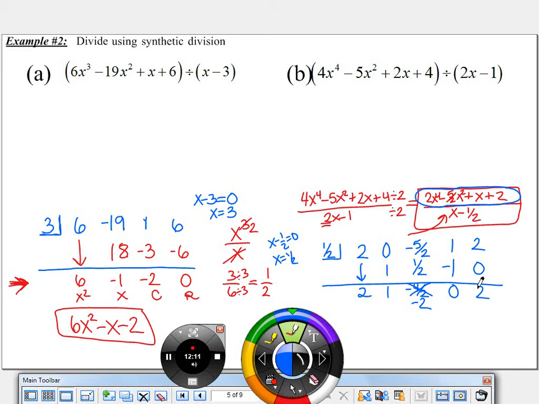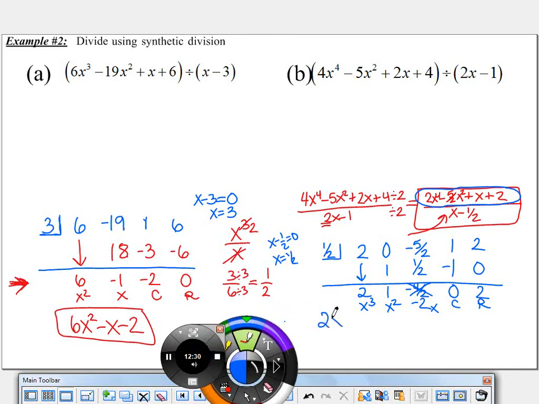So remember how we do this. Either count back from the constant, or remember that you were taking something that was x to the 4th and dividing it by x to the 1st, which means you should end up with something that has degree of 3. Now this will be our x squared, our x, our constant, and our remainder. Okay? This means that our quotient is going to be 2x cubed plus x squared minus 2x. There is no constant, so I don't need to write it. And my remainder is 2. Remember that that remainder needs to be over what you were dividing by, which was x minus 1/2.